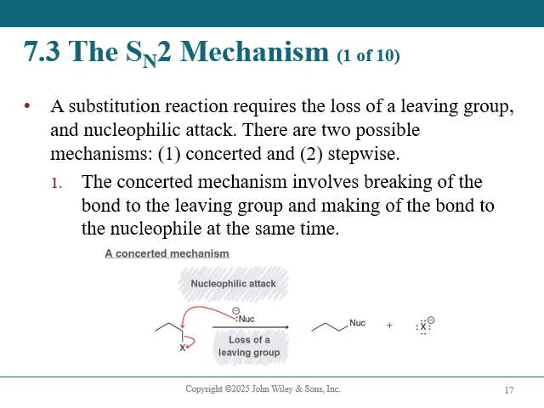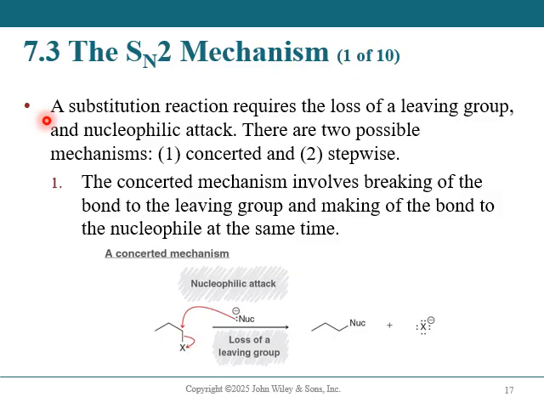Now let's talk a little bit about the SN2 mechanism. SN2 is an abbreviated form. S stands for substitution, N stands for nucleophilic, and 2 stands for bimolecular. That means that 2 molecules are involved in that defining step, that rate determining step in the process. So substitution, nucleophilic, bimolecular. A substitution reaction requires the loss of a leaving group. We kind of saw that at the beginning of the chapter. And a nucleophilic attack. So two things are required for a substitution reaction to happen.